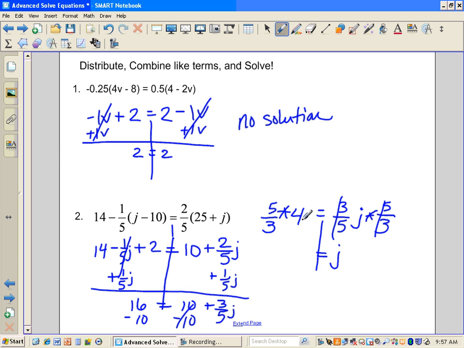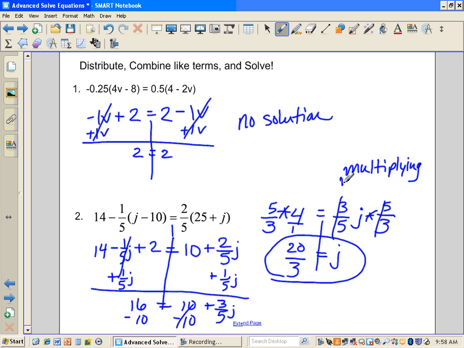Here I'm just going to do 5 times 4 is 20, 4/1, 3 times 1 is just 3. So I'm going to leave my answer as 20/3. That was a tricky one. This is called multiplying by a reciprocal. So a reciprocal is a fraction flipped over.